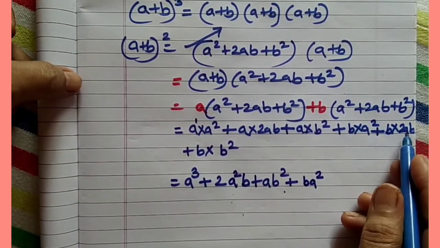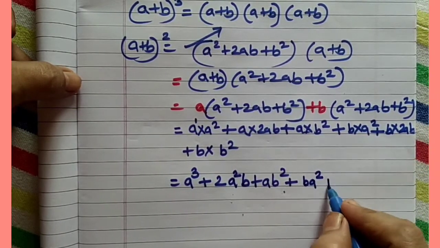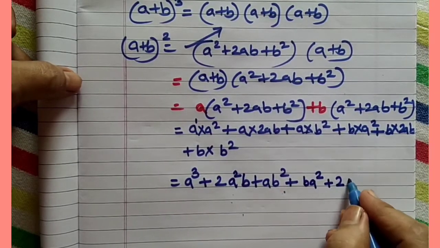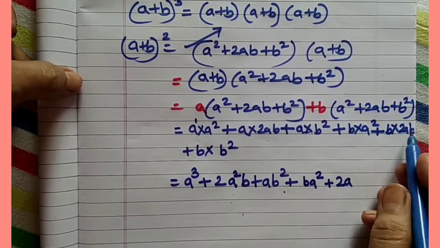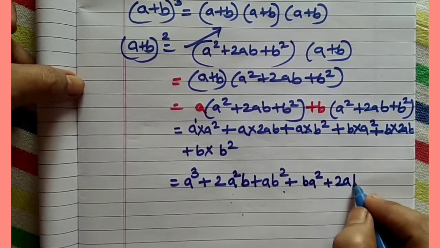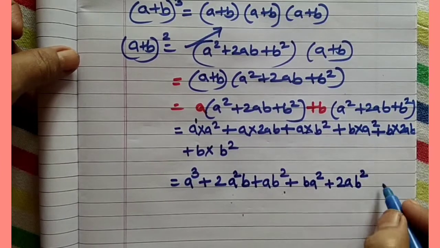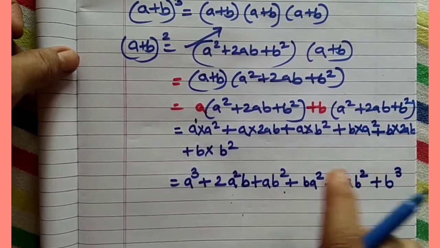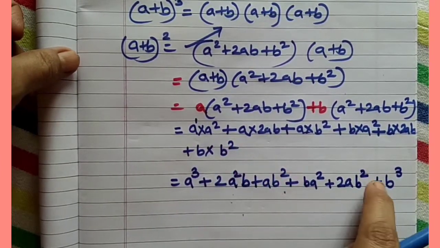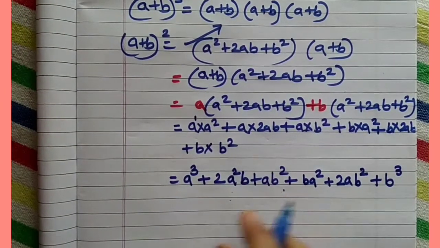Plus, now 2ab into b. So this will be plus 2, which will remain as it is. A also there is 1, so it will remain as it is. There are two b's over here, so there will be 2b^2. And then this plus b^3. Why? b is 1 and here b^2, so this will be b^3. There are three b's over here.